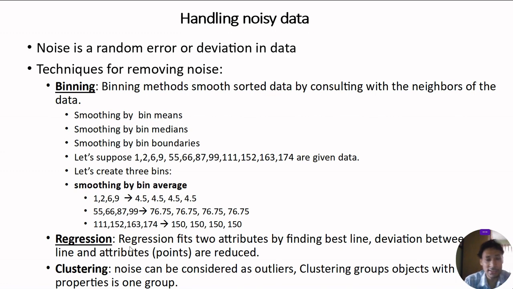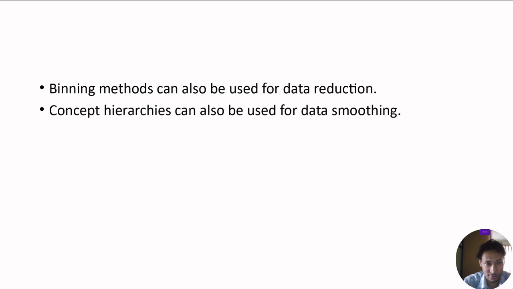Regression is another technique to handle errors. Regression fits two attributes by finding the best line, so that the deviation between the line and the attribute is reduced. So using the regression line we can eliminate the noise within the data. Clustering is another method. Noise can be considered as outliers, and clustering groups objects with similar properties in one group. So we can eliminate those records which do not lie in any cluster.